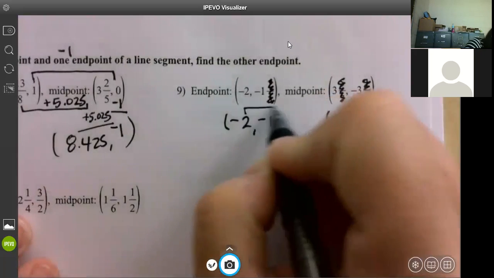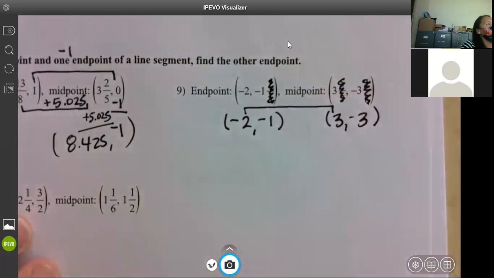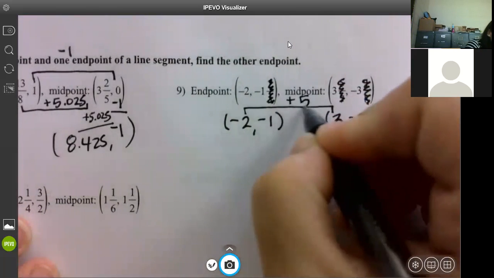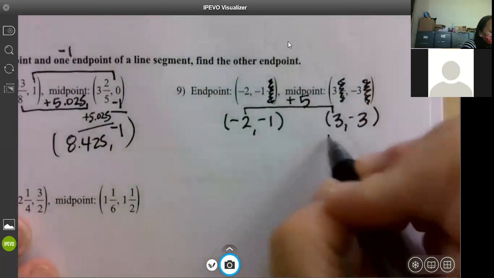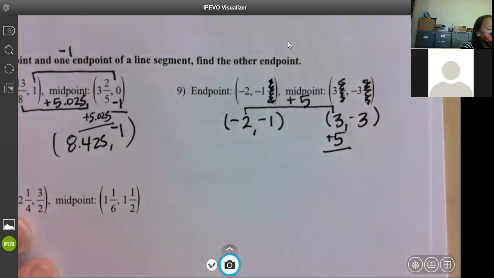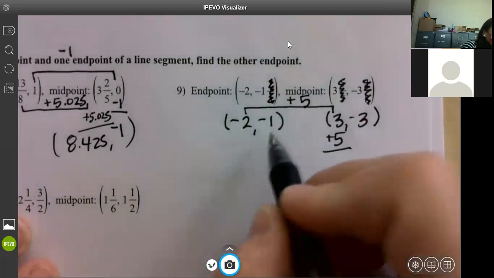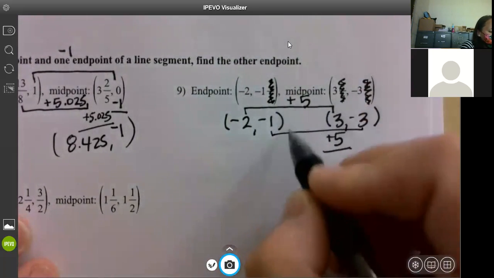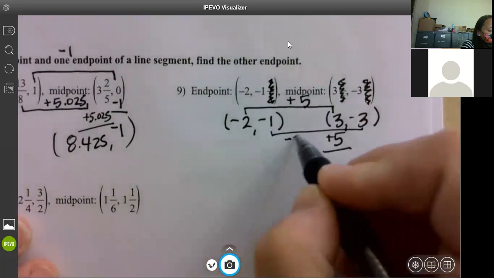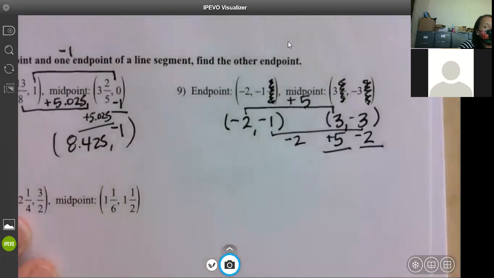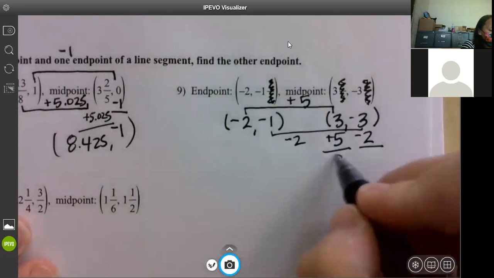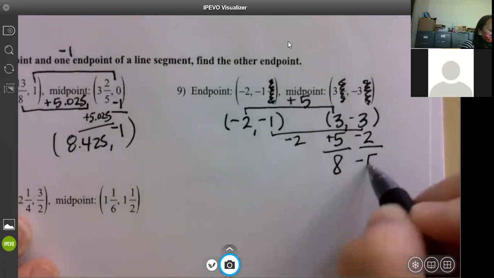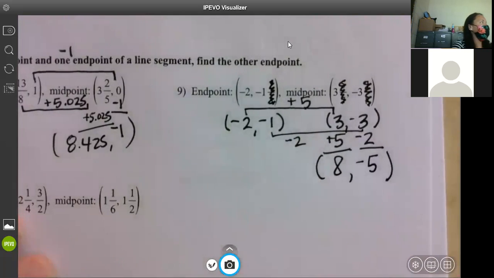All right. How far is it from negative 2 to 3 on a number line? In which way? Did I move up or down? I went up 5. So I'm going to put that underneath the x. Up 5. What about negative 1 to negative 3? Which way? Up or down? Down 2. Then you just add them up. 3 plus 5 is 8. Negative 3 minus 2 is negative 5.